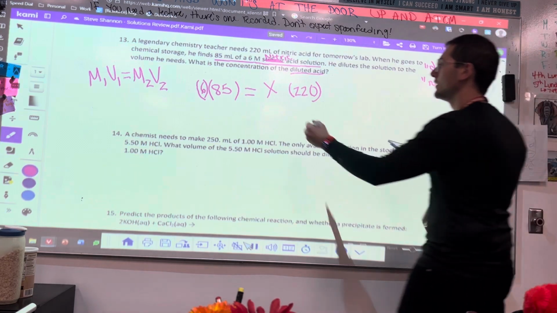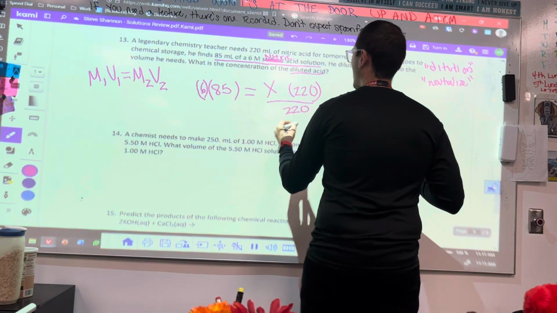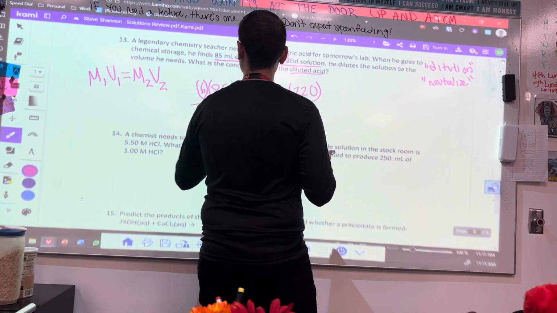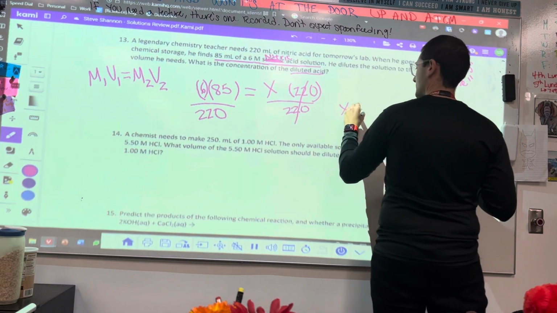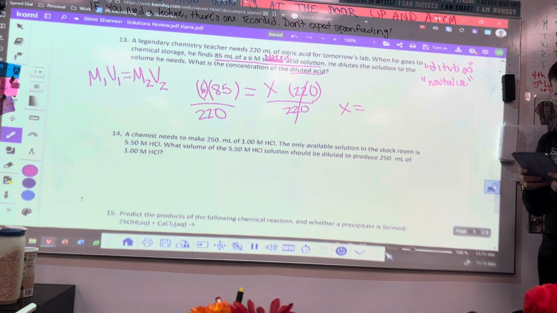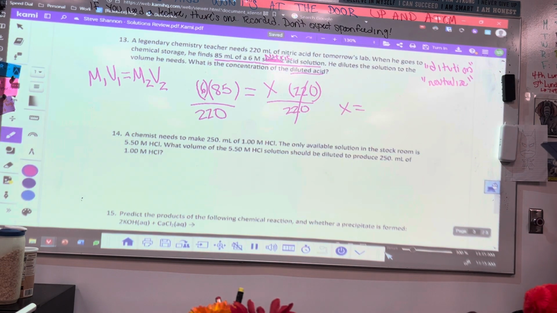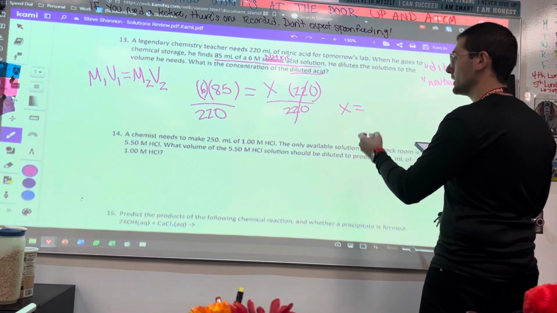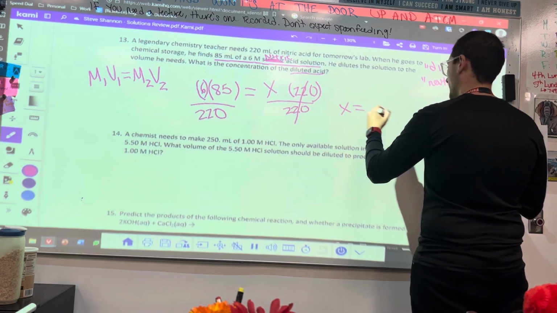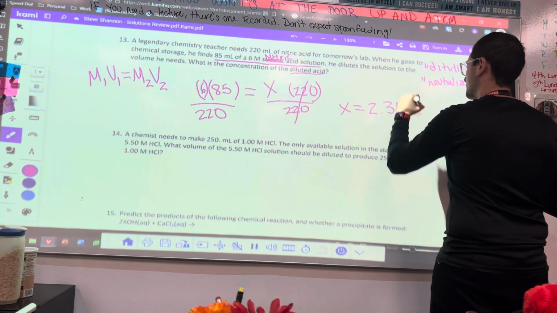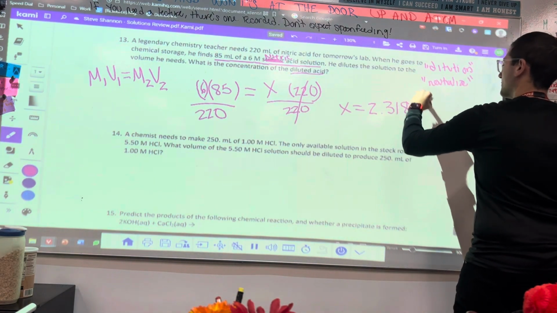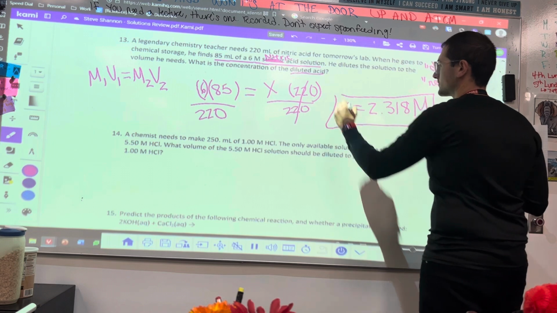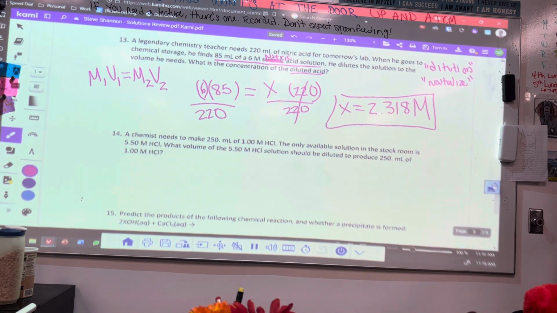In order to figure this out, I just divide by 220 on both sides and put the answer in Desmos. Six times 85 divided by 220 equals 2.31818181, repeating. So I get 2.318. And that is molar. Those are a little easier.